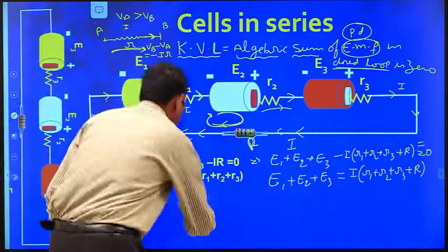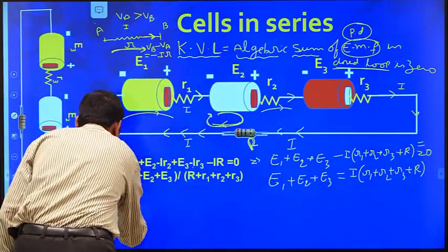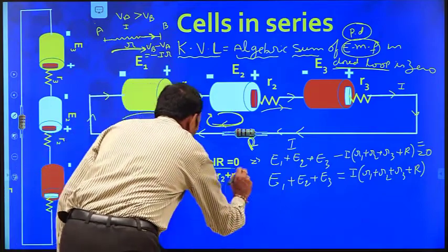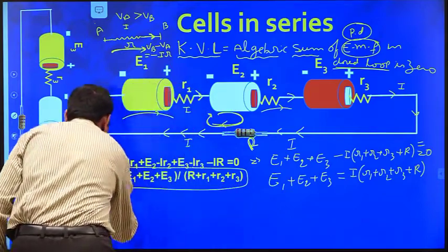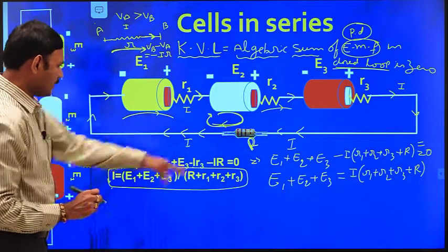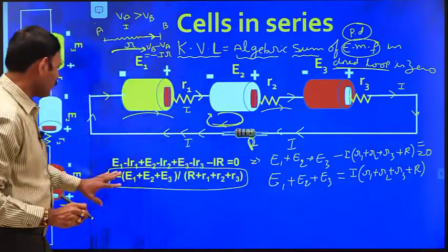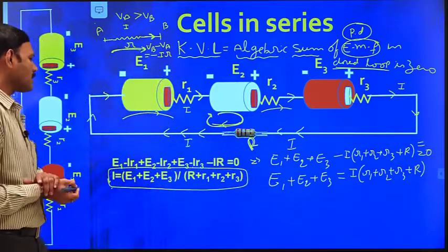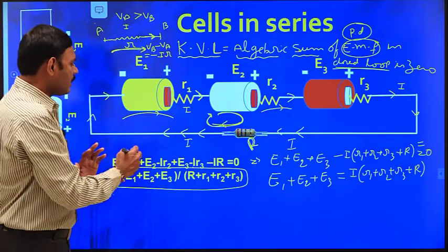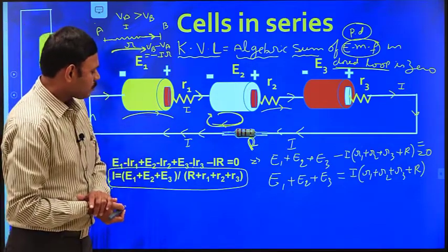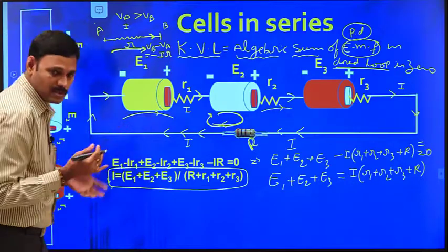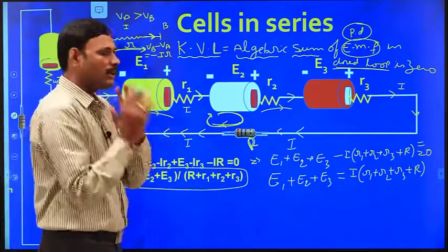I is equal to, this is the final step that we get here, I is equal to E1 plus E2 plus E3 whole divided by, just on cross multiplying this equation, we get I is equal to E1 plus E2 plus E3 whole divided by capital R plus R1 plus R2 plus R3. So, what does it indicate, what conclusion do we get?